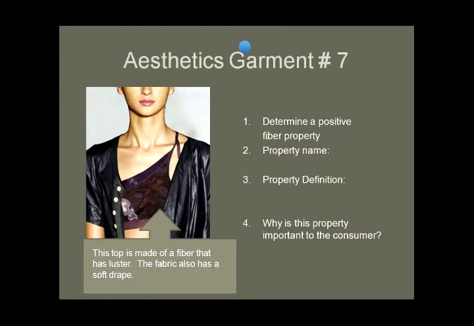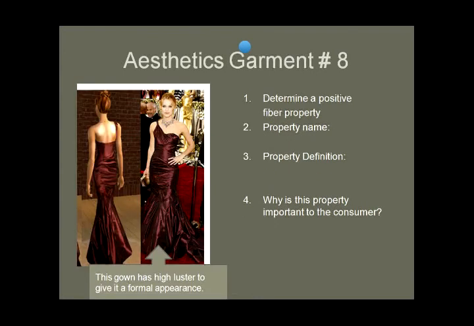Garment number 7, aesthetics. The picture is of a top that is made of a fiber that has high luster. The fabric also has a soft drape. Number 1, determine a positive fiber property that contributes to the aesthetics. Number 2, state the property name. Number 3, define the property. And number 4, explain why it's important to the consumer.